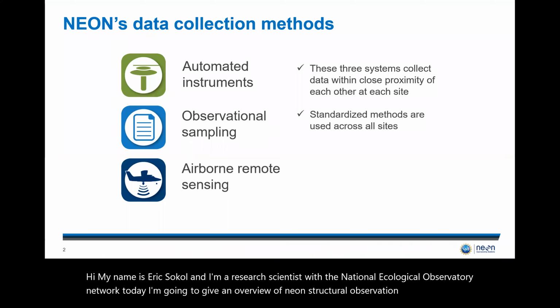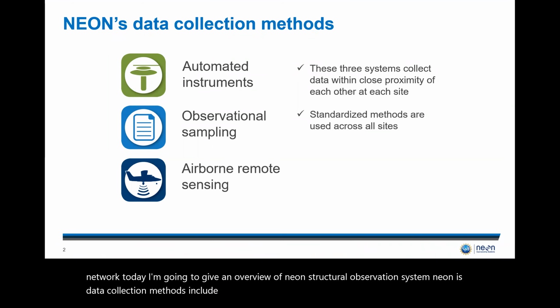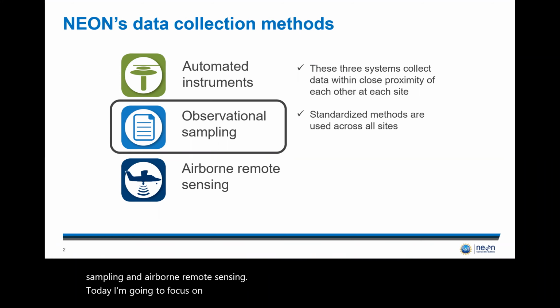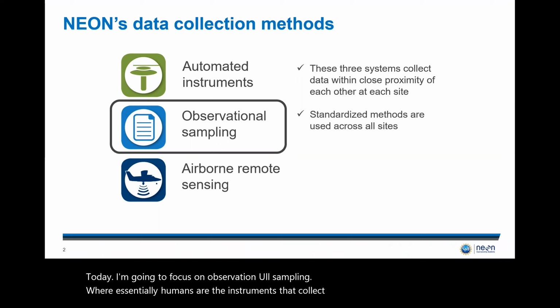NEON's data collection methods include automated instruments, observational sampling, and airborne remote sensing. Today, I'm going to focus on observational sampling, where essentially humans are the instruments that collect samples and field observations.